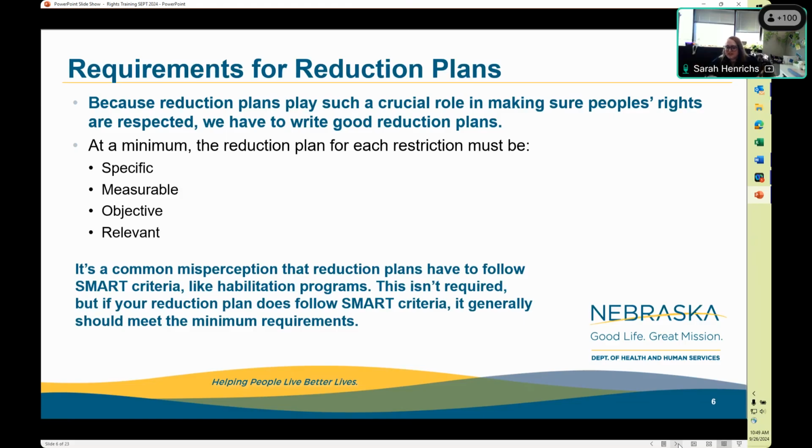That's the other thing, and that's kind of that objective piece, is everybody should look at a reduction plan and get the same thing from it. Everybody should know exactly what reduction looks like, and everybody should be able to look at the same set of information and reach the same conclusion about whether the participant has met or not met that criteria. So if we have a reduction plan that just says improve your coping skills, and I'm going to offer that as an example a lot because it's something we do see somewhat often.